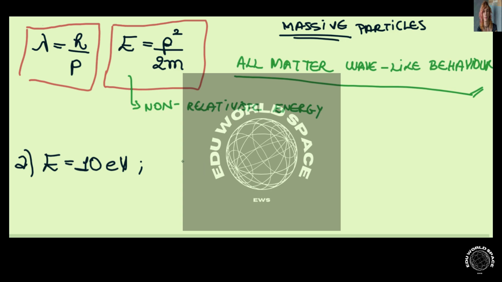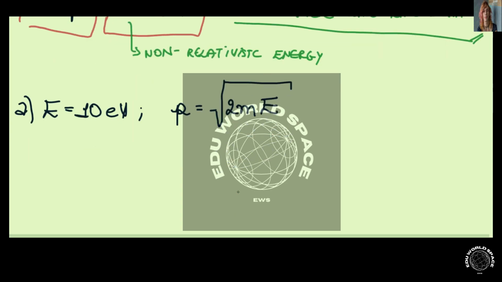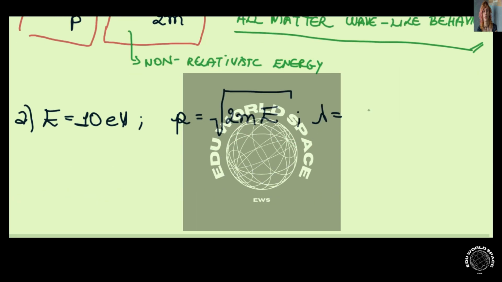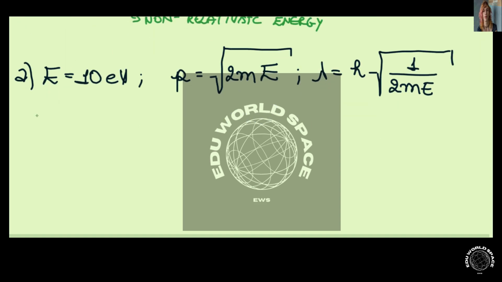First, let me write p is going to be equal to the square root of 2 times the mass of the electron times its energy. Then we substitute p back into the de Broglie wavelength, and we have that the de Broglie wavelength is going to be h times the square root of 1 divided by 2mE. Now we just substitute the values.